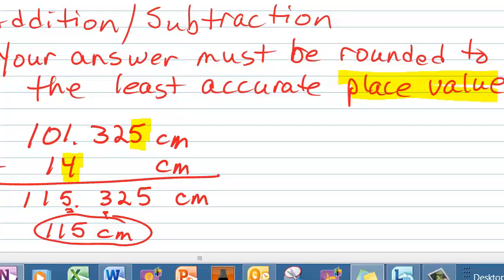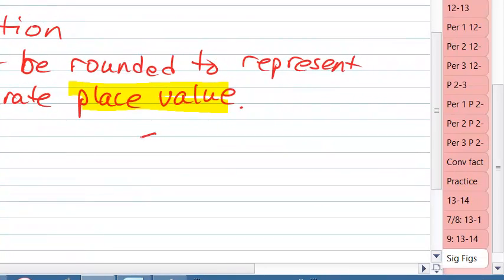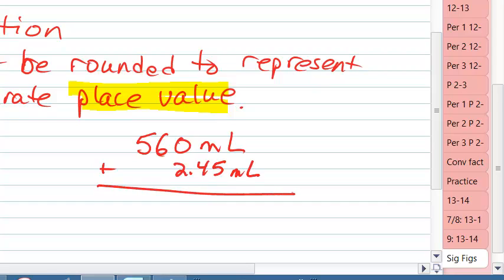Let's do another example here. Let's say I had something where I had 560 milliliters. Now I want you to ask yourself, is this 0 at the end significant or is it not significant? Think about what we learned, that it is not a significant 0. Okay? What I want to do is add 2.45 milliliters to it. Notice how I'm lighting up all of my place values here.